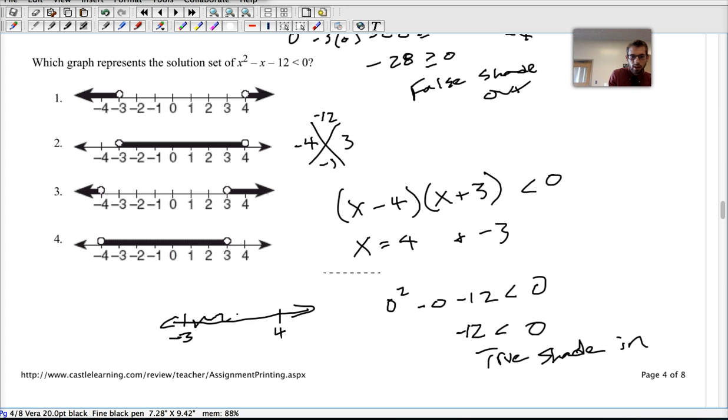So that means that, and then of course I have open circles because there's no equal to sign here. So that looks like my answer choice is going to be answer choice number 2. All these other ones I'm either shading wrong or it has the wrong x values.